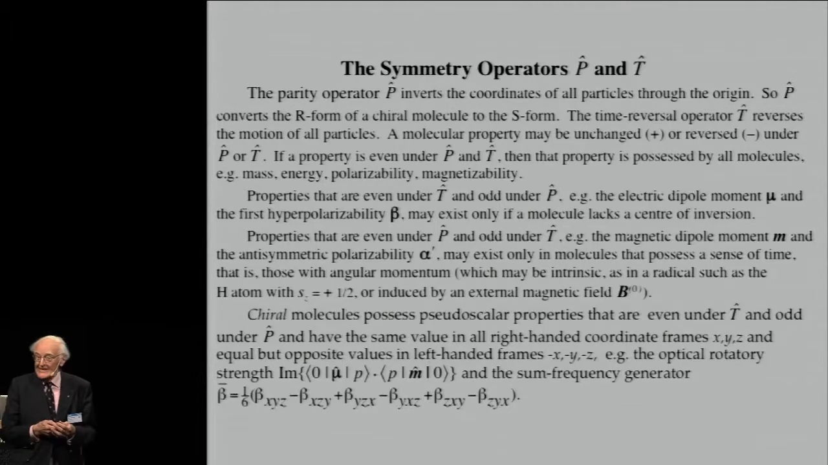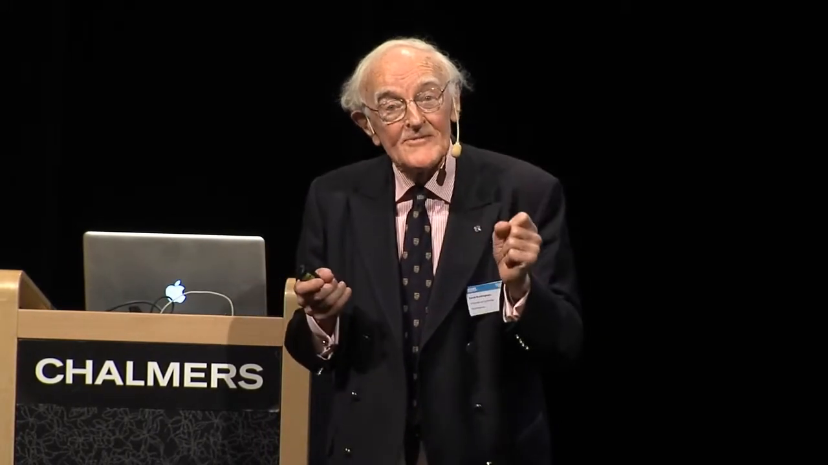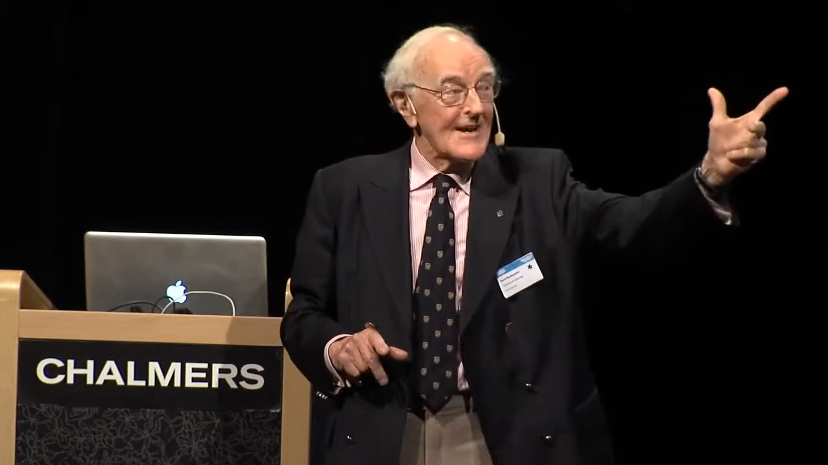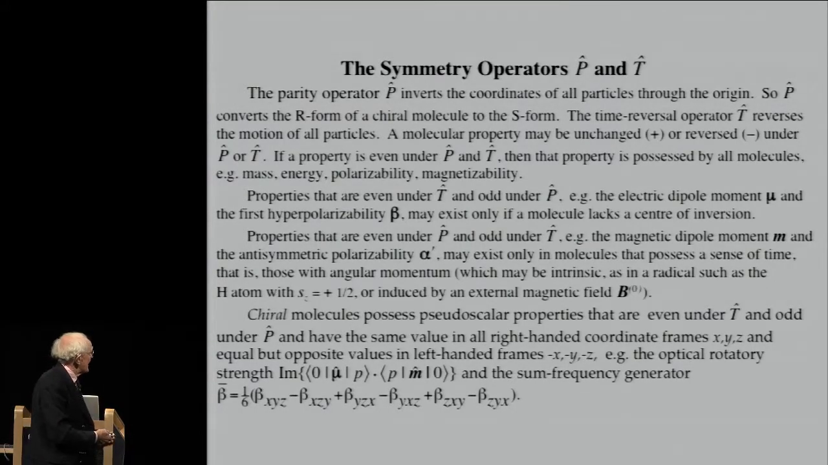Now let's ask what a chiral molecule is. They possess what are known as pseudoscalar properties. A pseudoscalar property is one that is isotropic: it doesn't matter how we orient it in space, its value doesn't change. But its value is reversed if we go from a right-handed description, X, Y, Z, or Z as you say in North America, that's a left-handed frame, here's a right-handed frame. If you go from X, Y, Z to minus X, minus Y, minus Z, and that property changes sign according to the handedness of the frame, then it is a pseudoscalar. And chiral molecules have pseudoscalar properties.